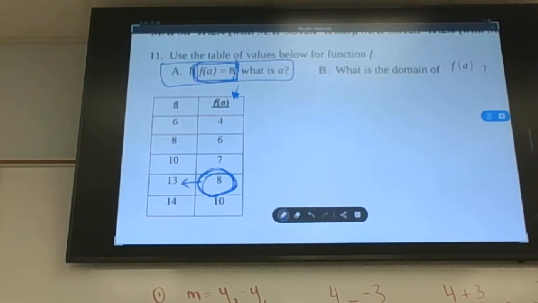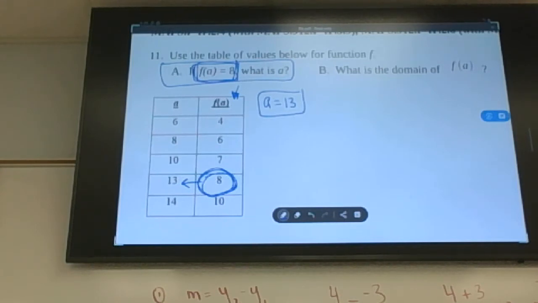So number 1, A equals 13. You guys are good with that? Function notation. If A is 13, what is f of A?